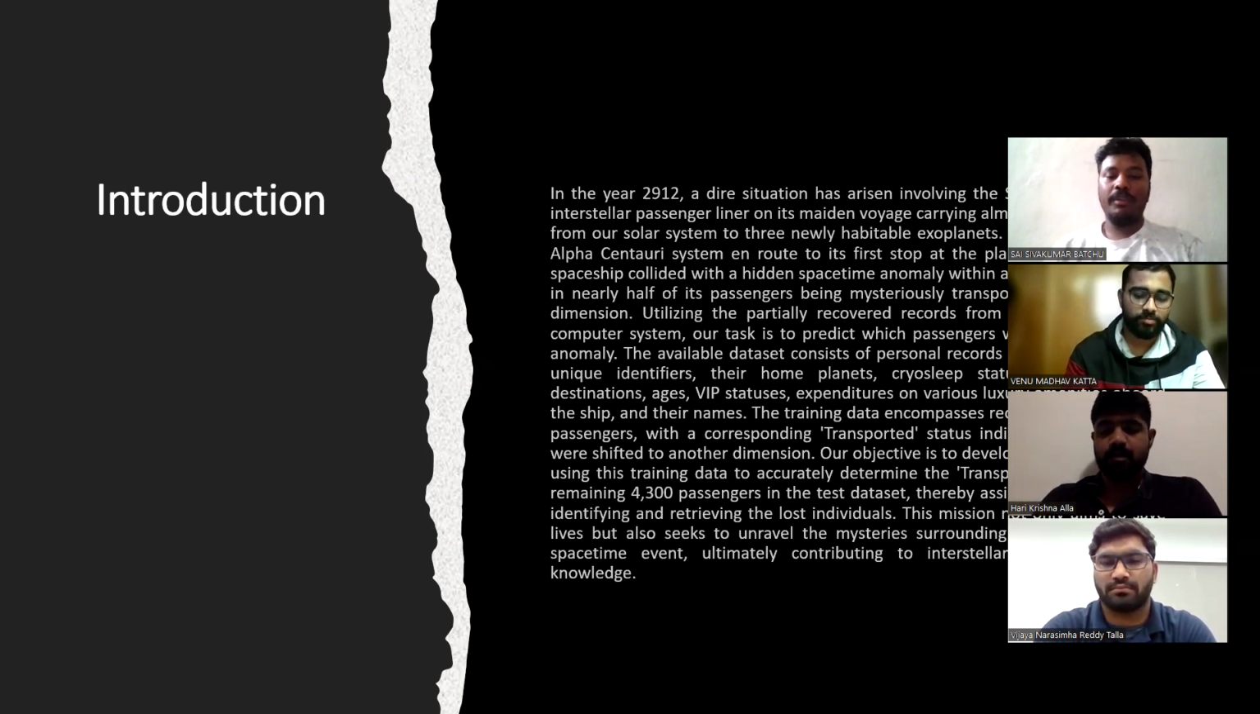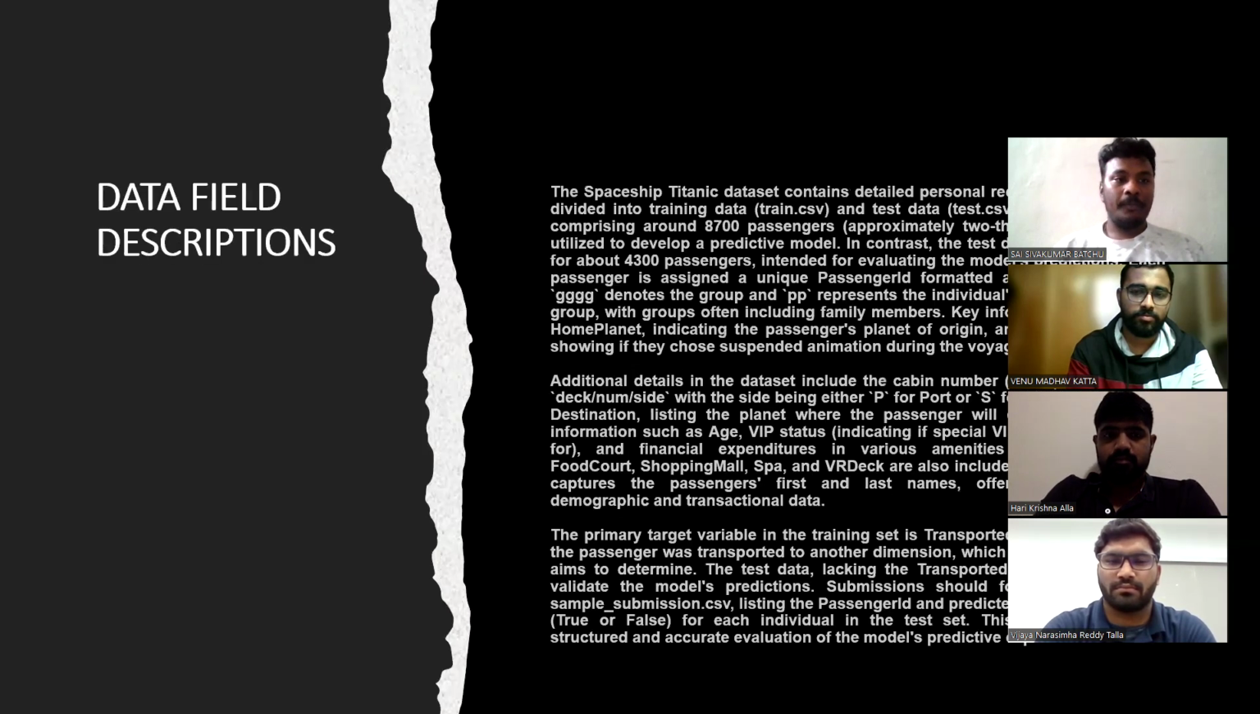this anomaly. Our model, trained on information from 8,700 passengers, incorporates unique identities, home planets, cryo sleep status, cabin details, destinations, ages, VIP statuses, and etc. The predictive system is crucial for guiding rescue missions and enhancing safety in future interstellar travel endeavors.